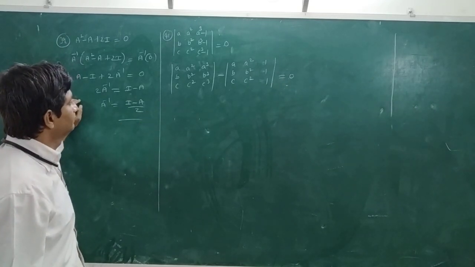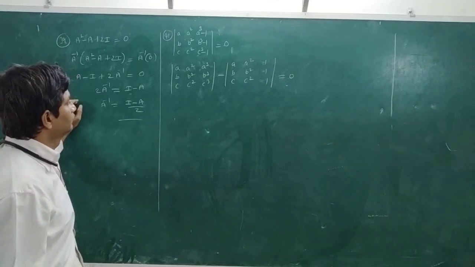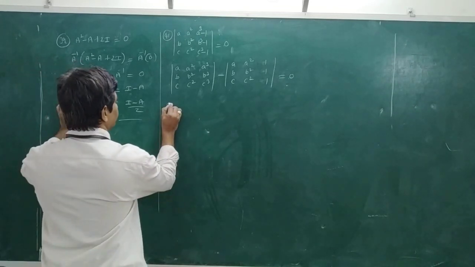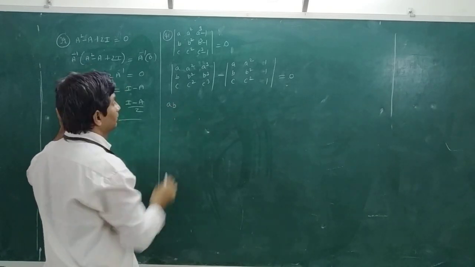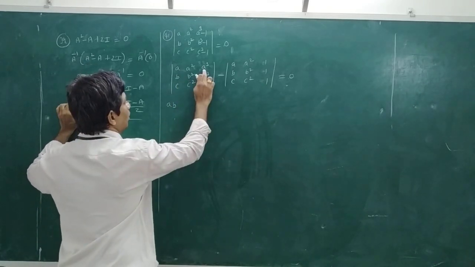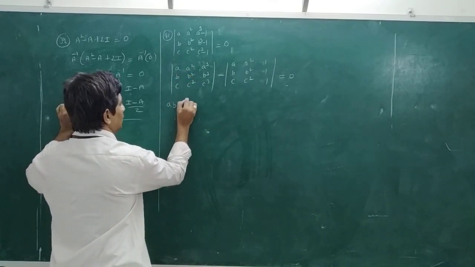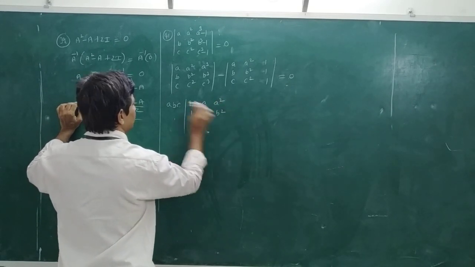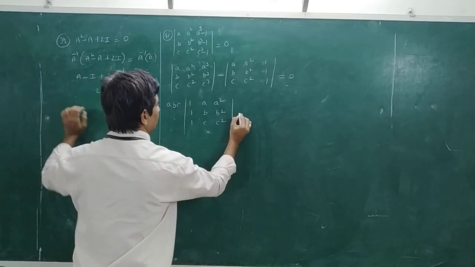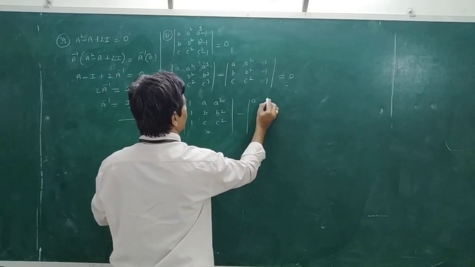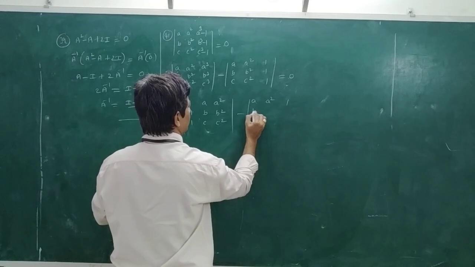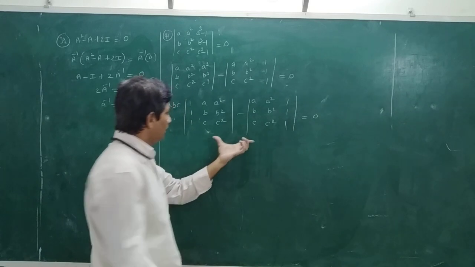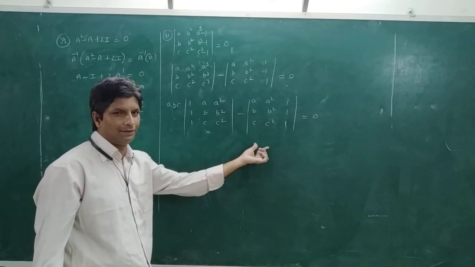Now what do we do here? In the first determinant, I am taking A common from the first row, B common from the second row, and C common from the third row. This gives ABC times the determinant with rows 1, A square; 1, B square; 1, C square. Minus the determinant with rows A square, 1; B square, 1; C square, 1, equal to 0. Now these two determinants look the same.